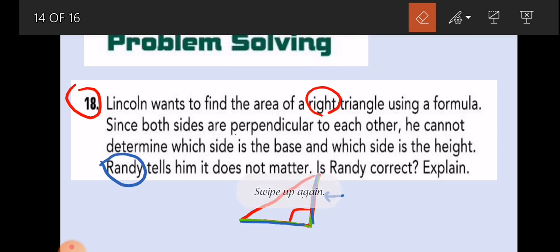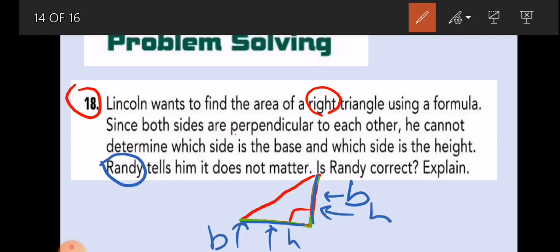Randy is correct or no? Yes, sure, he's correct. If this one is the base, okay, so this is the height. They are perpendicular to each other. Or if I consider that this one is the base, so this one will be the height. It is the same. Finally, you will multiply the two sides together, then multiply by half. What are the names? Will not change for you anything. Yes, you will get the same answer in both cases. So Randy is correct. Yes, is correct, because you will multiply the two sides together, whatever which one is the base, which one is the height.